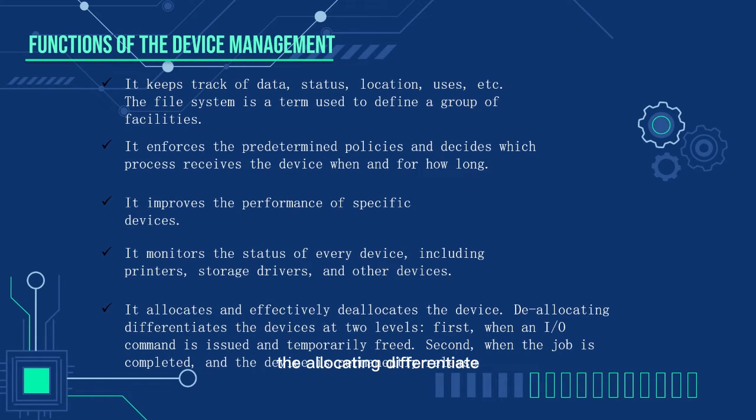Deallocating differentiates the device at two levels. First is when an input and output command is issued and the device is temporarily freed. The second level is when the job is completed and the device is permanently released.